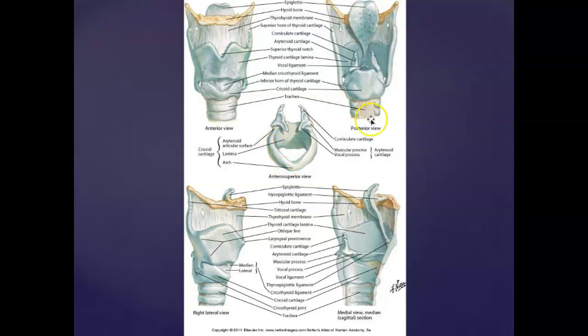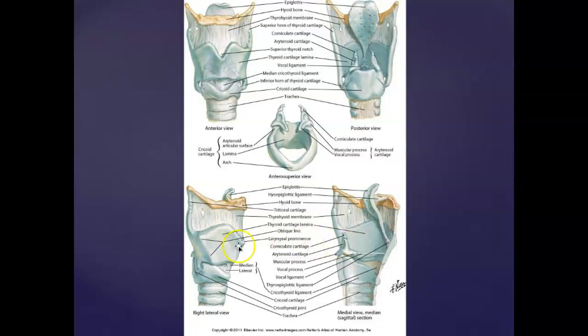vocal cords. So you can see here in cross section, the cricoid cartilage, arytenoid cartilages are right up on top here, and that's going to go from the arytenoid cartilages to the thyroid cartilage is that vocal ligament for phonation. So as these rotate, you'll either tighten or loosen those vocal ligaments there.